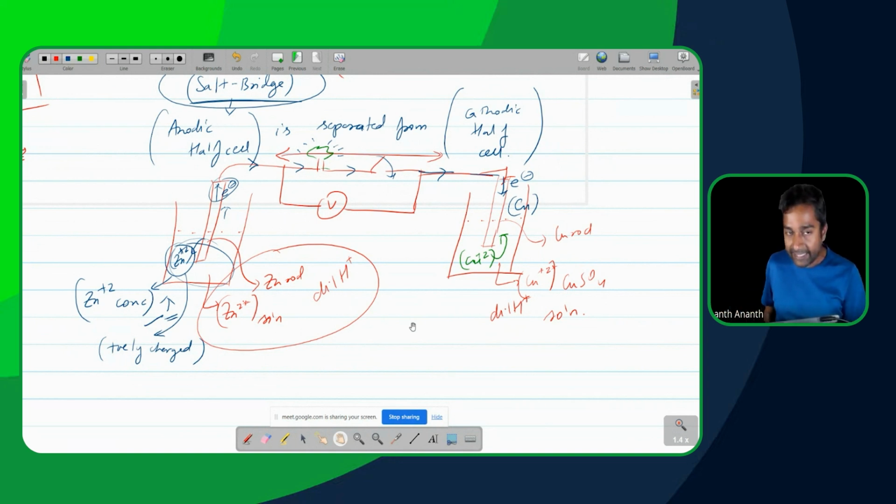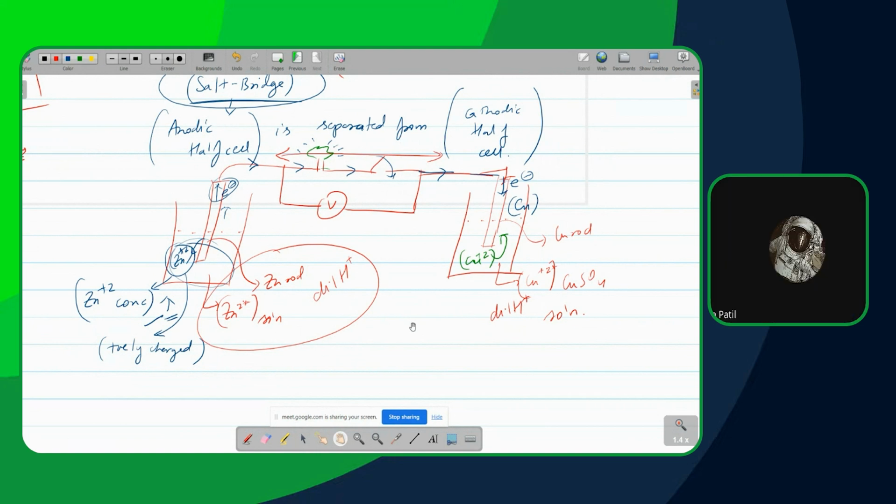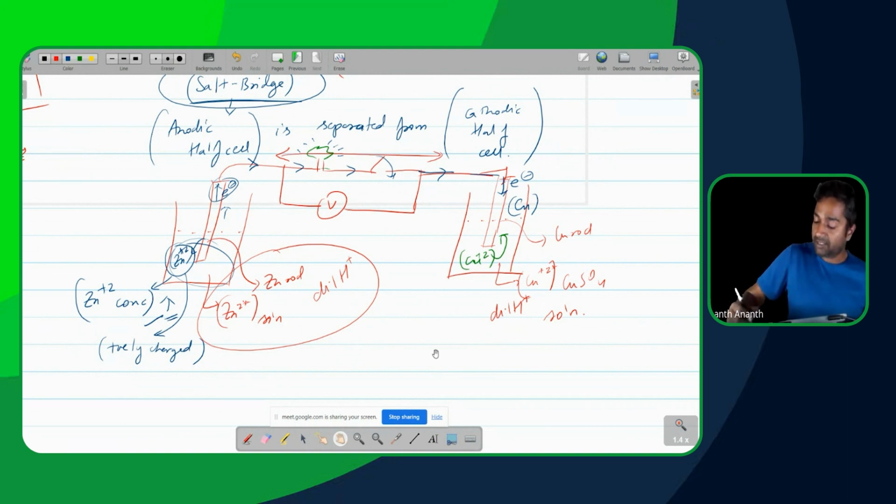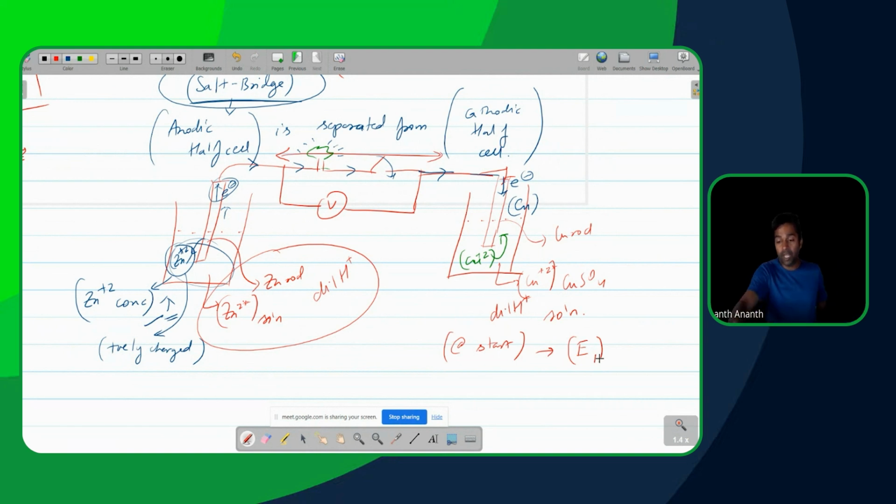It is measuring the tendency of that chemical reaction to happen. Correct? Yes. I'm going to be having, at the start, some E value. Let's call it E1. So if I'm going to be having E1 as the electrode potential of this circuit, no salt bridges here by now at the starting.